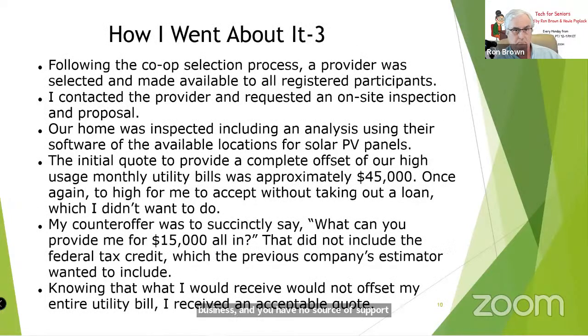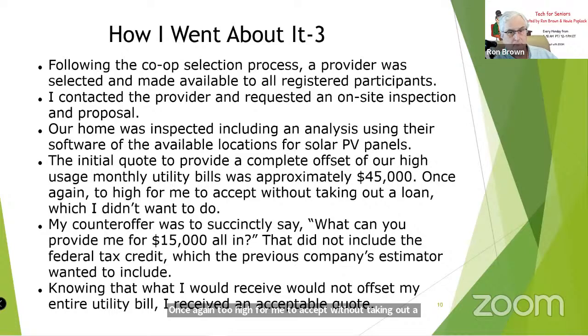Following the co-op selection process, a provider was selected. Participants, I contacted that provider and requested an on-site inspection and proposal. They visited us, inspected the house, including an analysis using their software of the available locations for solar PV panels. The initial quote they gave us was to provide a complete offset of our high usage monthly utility bills, and it was approximately $45,000.